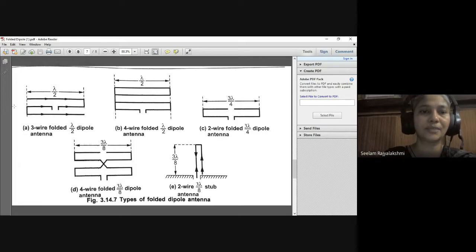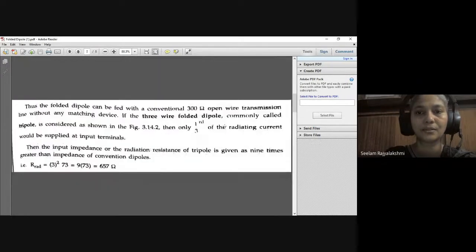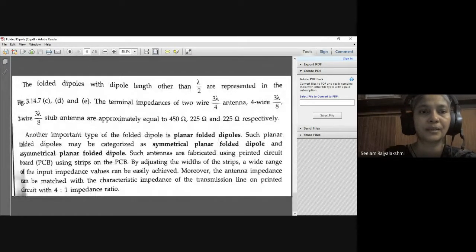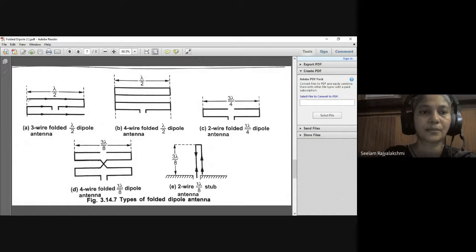But here we can observe these are not the closed loops. Already in the first case we have seen these are the closed loops. But here we can observe these are open loops. The loops are not closed in the case of 3-wire folded or 4-wire folded, 2-wire folded 3 lambda by 4 distance, and 4-wire folded 3 lambda by 8 distance. So here 2-wire 3 lambda by 8 stub antenna. So here these are the unfolded loops. These are not the closed loops.